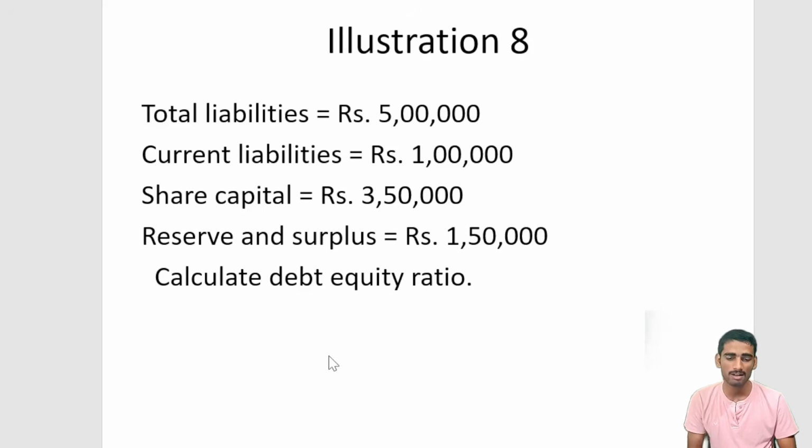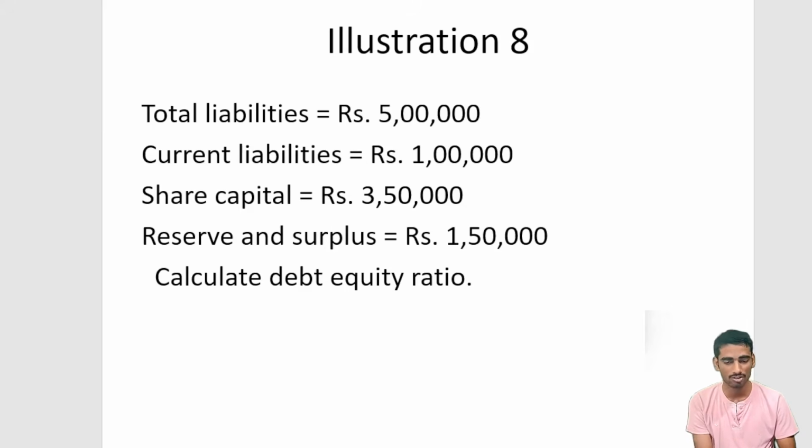Okay, let me come to an example and after that it will be much clearer for you. So in the question, they have given total liability as 5 lakh, current liability as 1 lakh, share capital as 3,50,000, reserve and surplus as 1,50,000. So you have to basically calculate the debt equity ratio.